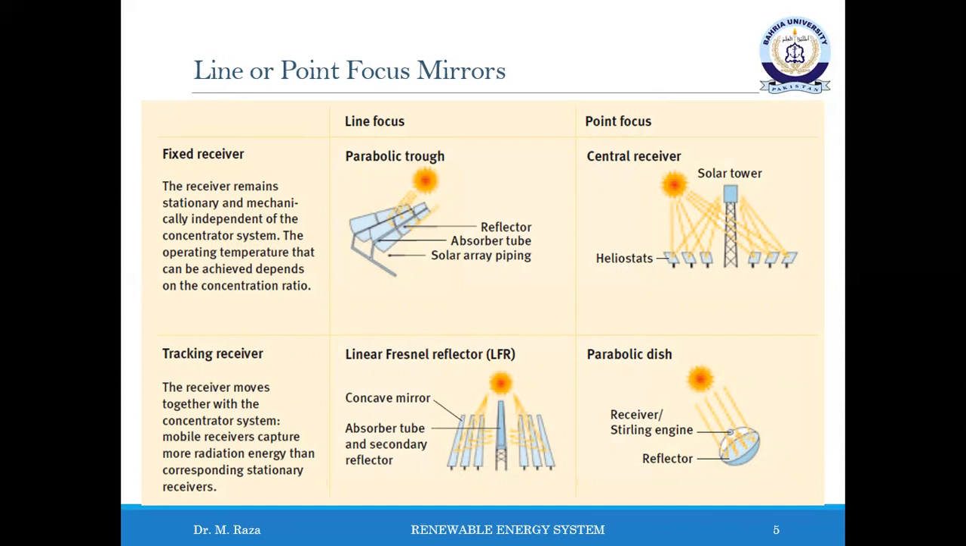Point focus systems such as tower power plants use a large number of individually tracking heliostats in order to focus the sunlight onto a single receiver on the top of a central tower. These can concentrate the incident radiation from the sun by more than 1000 times. However, to achieve this, they require dual-axis tracking for the mirrors.